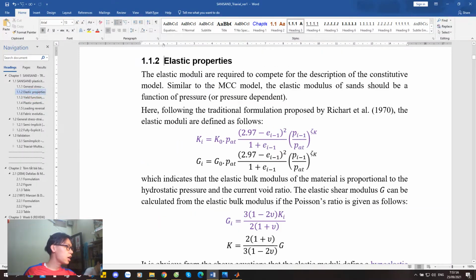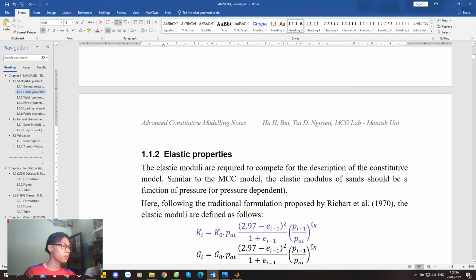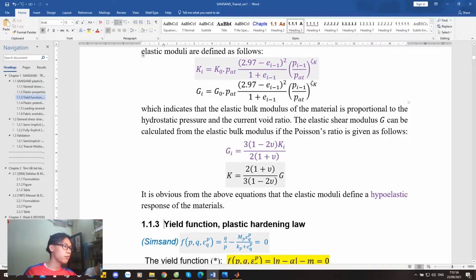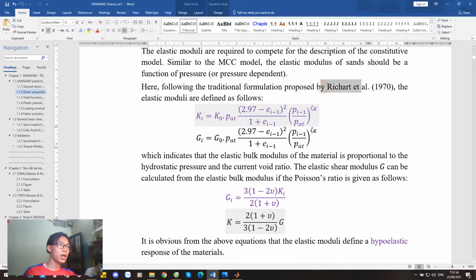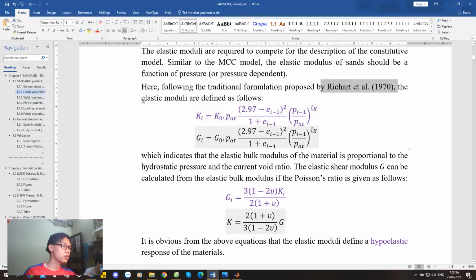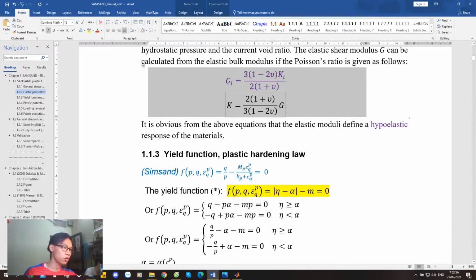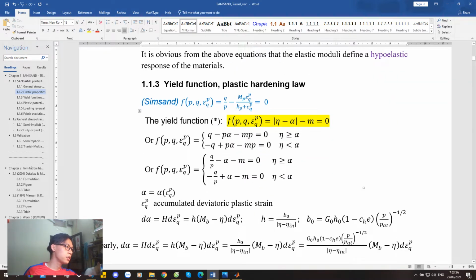Okay. Then next I'll show you this elastic property. We have this from Richard et al. 1970, with G0 PAT 2.97 and K to 1 plus Poisson ratio. Okay, it's really special. I will show you the Simpson.